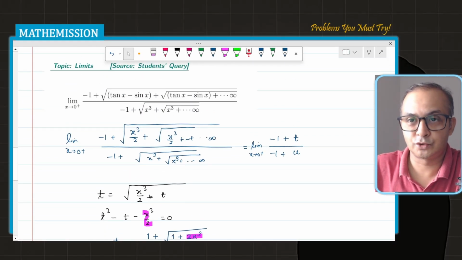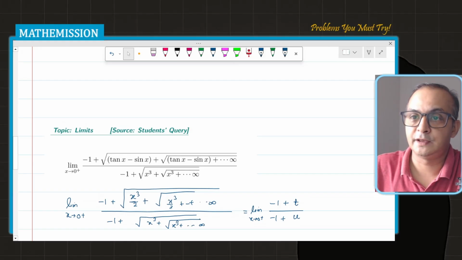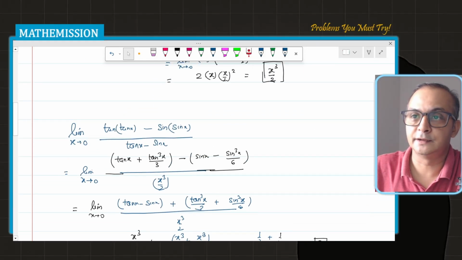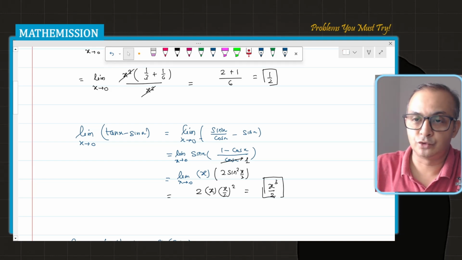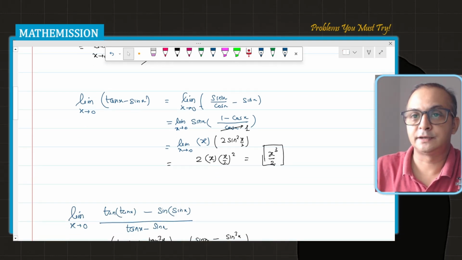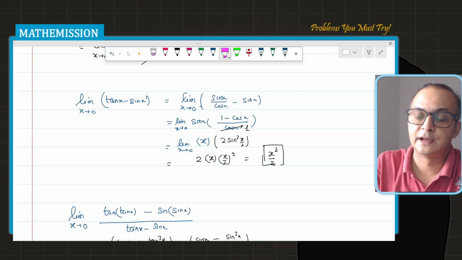I hope you understood the whole process, the way we solved it, and the one result I always suggest you to remember is that whenever x approaches 0, for tan x minus sin x, take x cubed by 2 as its closest approximation.